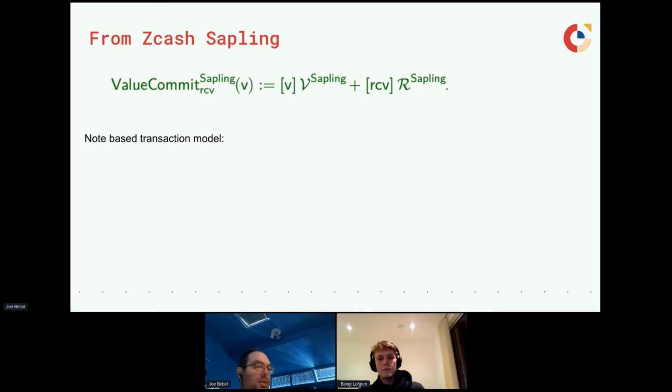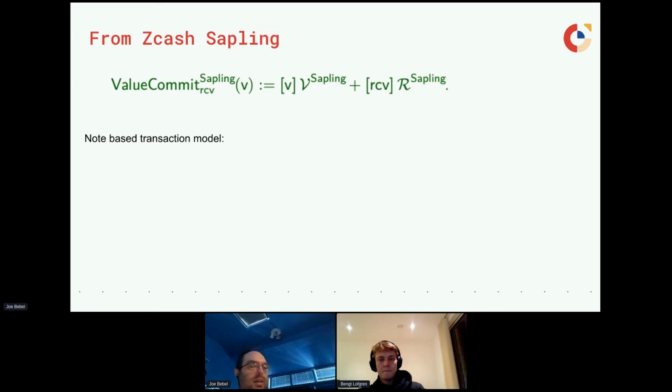And so we're going to use Zcash Sapling as our starting point of the discussion, which is quite an important starting point because of the fundamental changes that were made with Zcash Sapling, and the fundamental improvements over the previous shielded pool, Sprout.